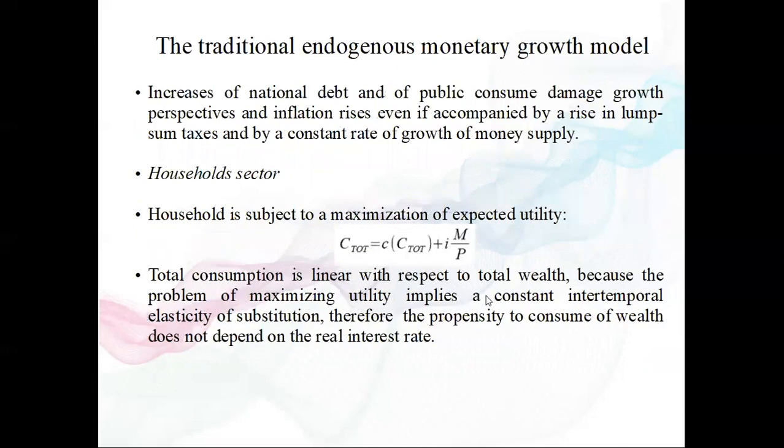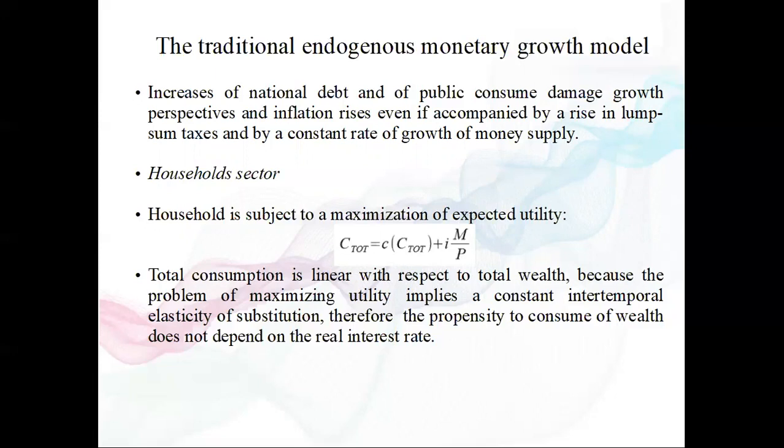Increases of national debt and of public consumption in this model damage growth perspectives, and inflation rises even if accompanied by a rise in lump sum taxes and by a constant rate of growth of money supply. Consider that some elements of this model are taken from Ramsey's 1928 theory of saving. The model is divided into three sectors.